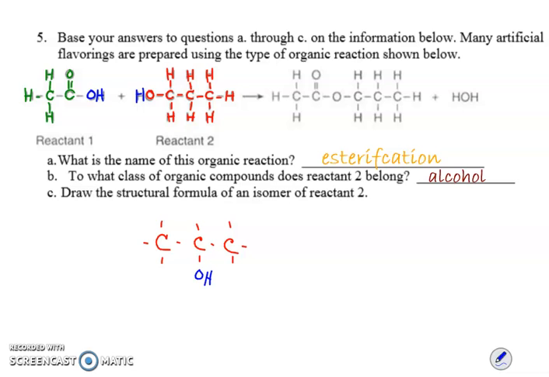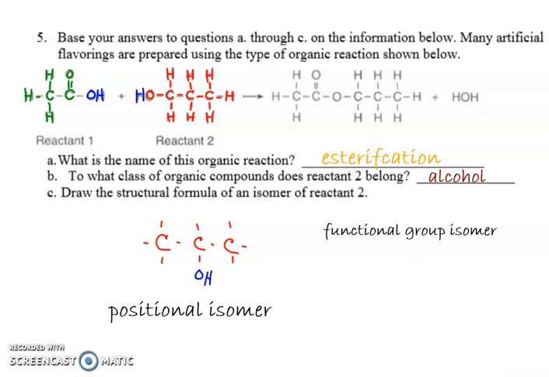We also have something that is called a functional group isomer. In the functional group isomer, we're going to change the functional group. The functional group isomer twin of an alcohol is something called an ether, and this is the functional group isomer called methyl ethyl ether or methoxyethane.